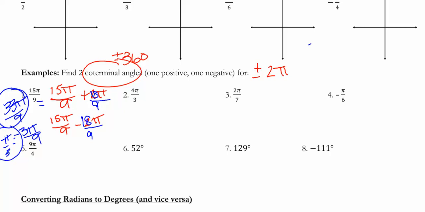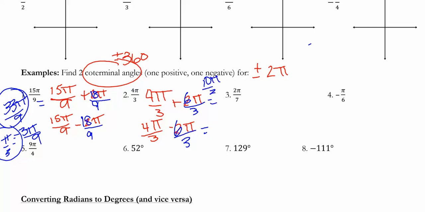So 4 pi over 3, if I want to find a coterminal angle, 4 pi over 3 plus 2 pi, 4 pi over 3 minus 2 pi. So, okay, I have a denominator of 3, so I'm going to multiply the top by 3, so it's going to be 6 pi over 3 and 6 pi over 3. So 4 plus 6, that's 10 pi over 3, that's 1 positive. And here I have negative 2 pi over 3. Okay, so I want you to go ahead and find one positive and one negative coterminal angle for the rest of these problems. And then you can check your answer on the answer key.